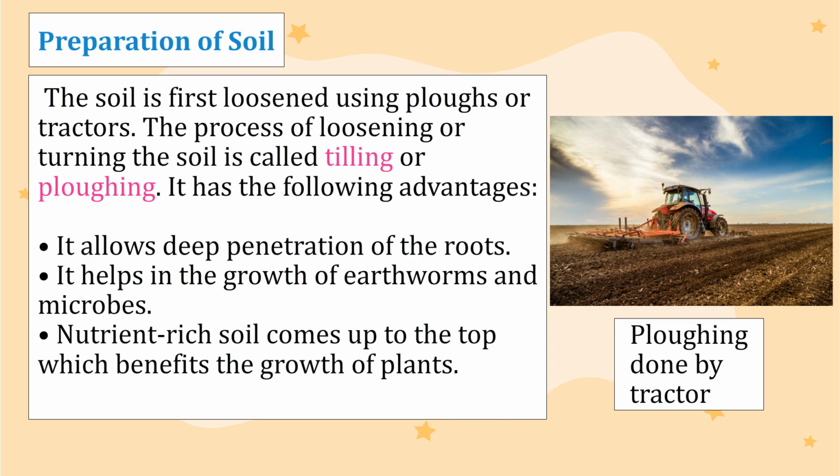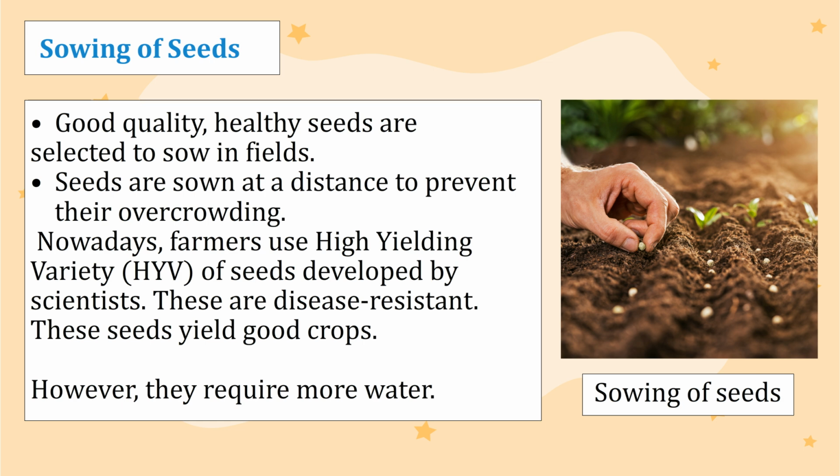It has the following advantages. It allows deep penetration of the roots. It helps in the growth of earthworms and microbes. Nutrient-rich soil comes up to the top, which benefits the growth of plants. Plowing done by tractor.